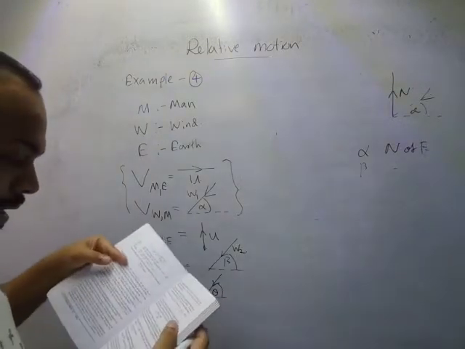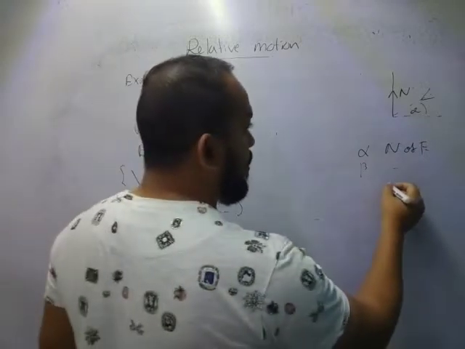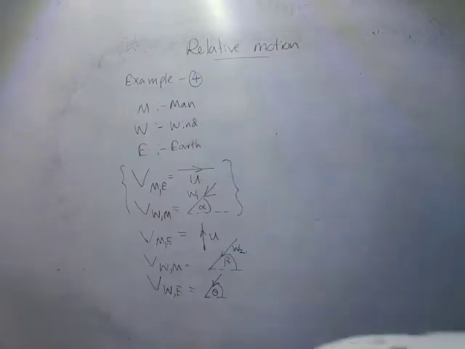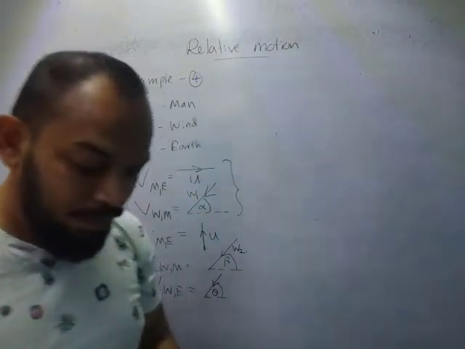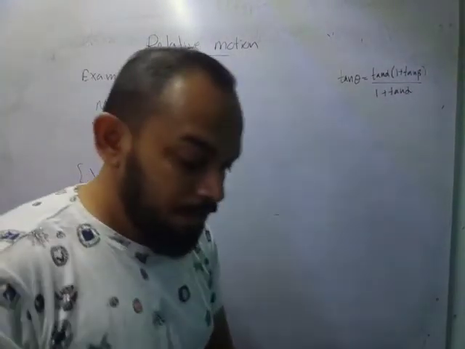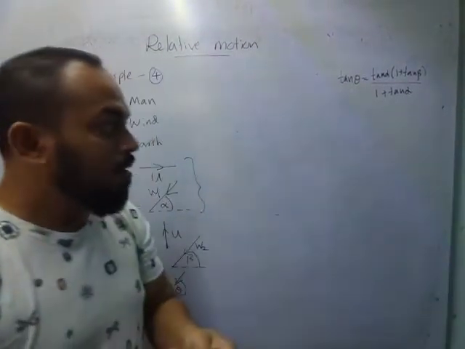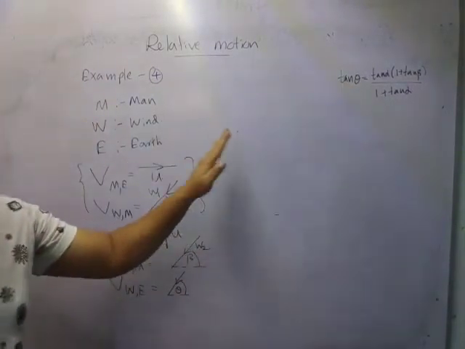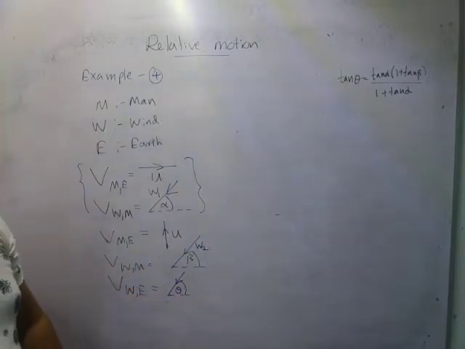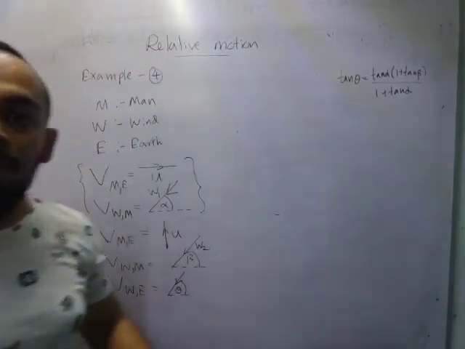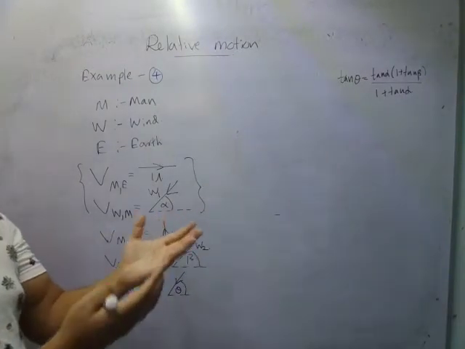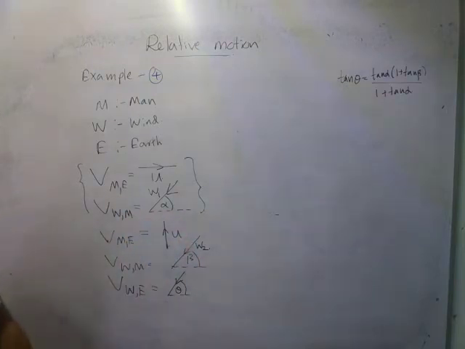North of east theta. They ask us to show that tan theta, and this is what we have to show. Theta is the actual direction of the wind relative to earth. Alpha and beta refer to the direction of the wind as it appears to the man.